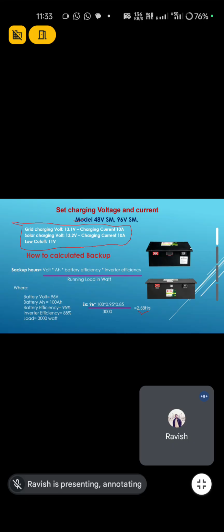Take the screenshot. If you have a complaint related to backup, or related to SOC, or related to charging voltage and current, you can set the charging voltage and current according to your battery. Take the screenshot. After that, I will discuss some questions and answers.